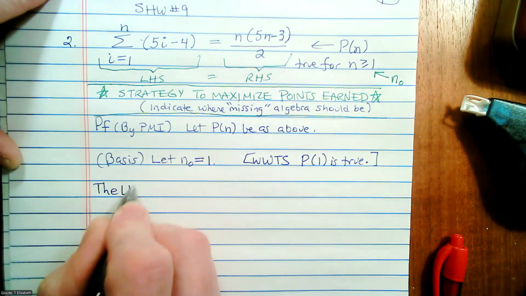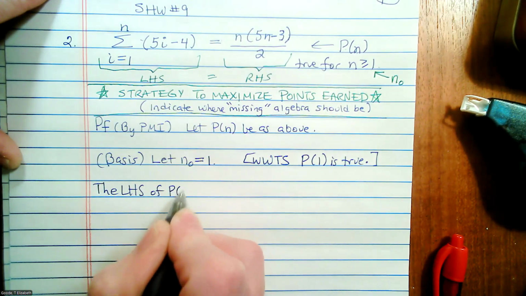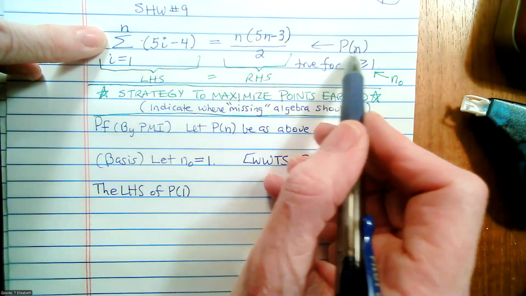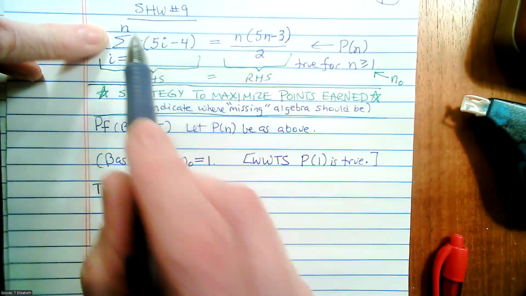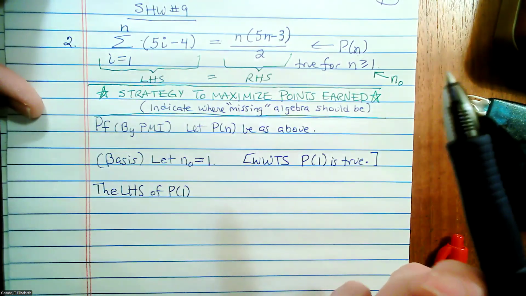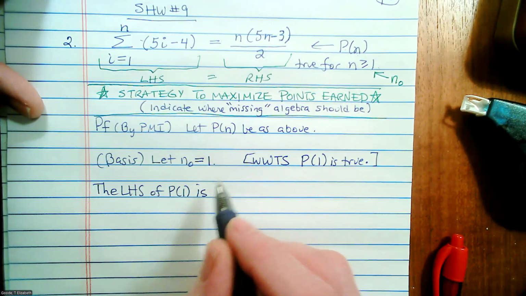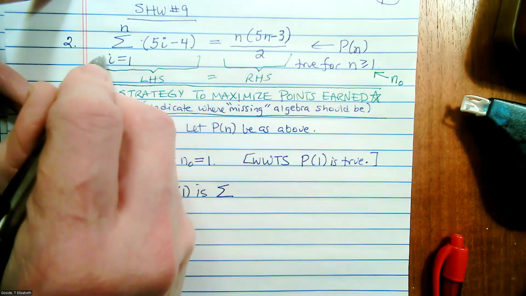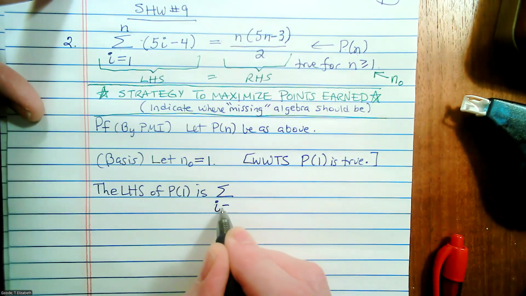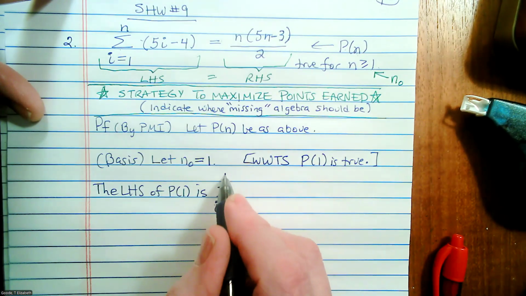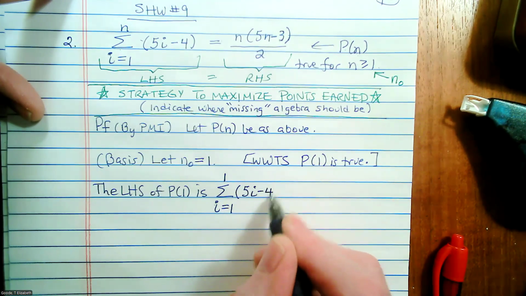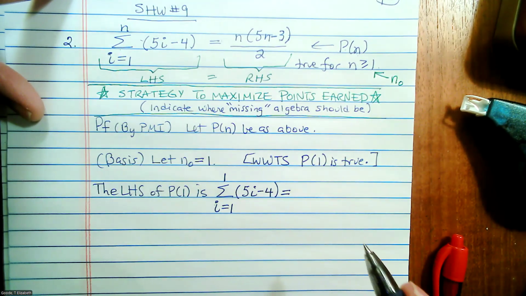What is the left-hand side of P of 1? Can you tell me? Okay. So let's take a look at the left-hand side of P of n, and let's just put a 1 in where we see an n. So it's the sum from i equals 1 to what? 1. Good. Of 5i minus 4. Nicely done. And what does that evaluate to?